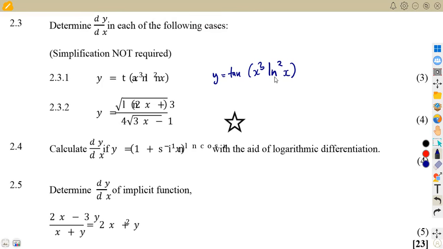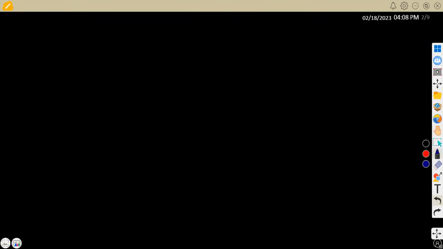So how can we find the derivative of this type in this case? Remember that simplification is not required. So for these questions, we can actually do the derivative by just looking at the question. Let me rewrite this question aside, where we put space here so that it can help us. So this was question 2.3.1, where we are given that y is equivalent to tan x to the exponent of 3, then we have ln squared x like this.